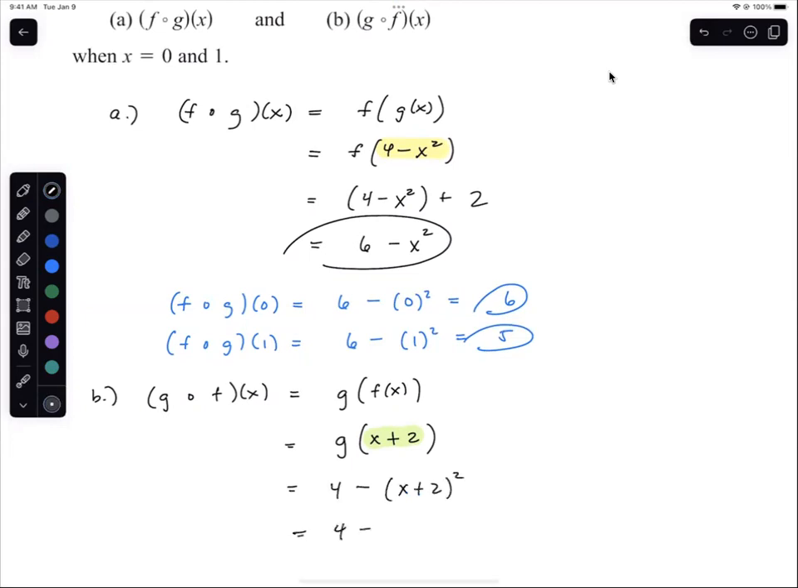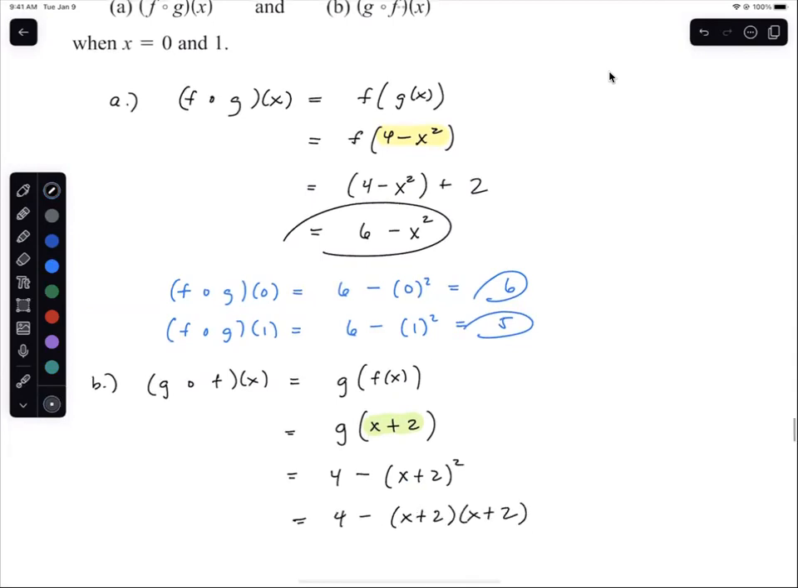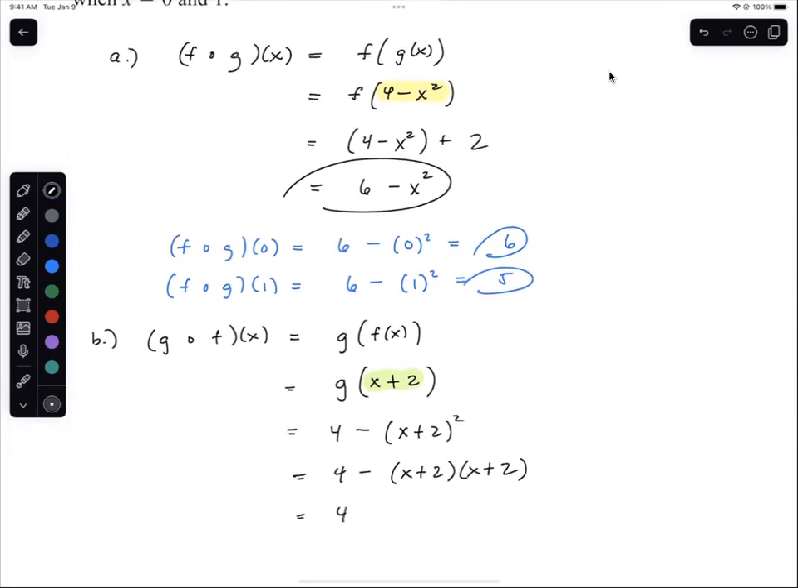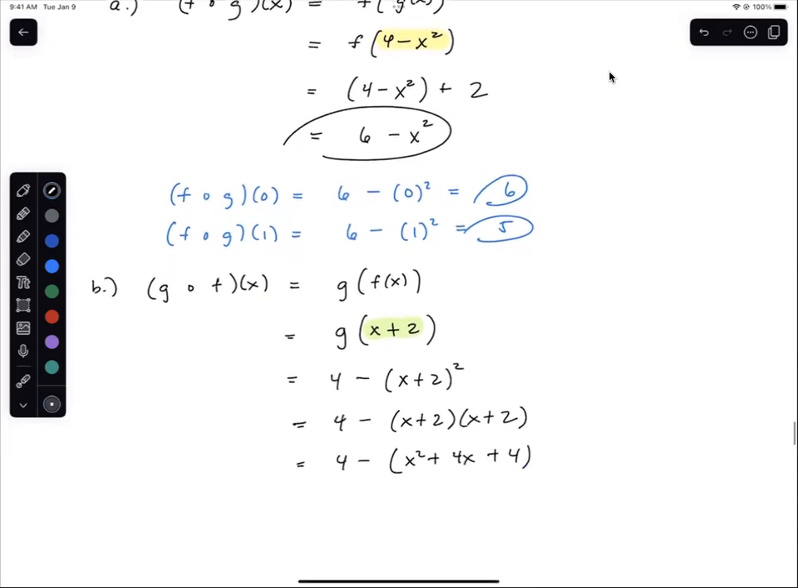So 4 minus x plus 2 times x plus 2. So if I expand that, I'm going to get 4 minus parentheses x squared plus 4x plus 4. Distributing the negative, you're going to get 4 minus x squared minus 4x minus 4, where these cancel. So you're going to get negative x squared minus 4x.